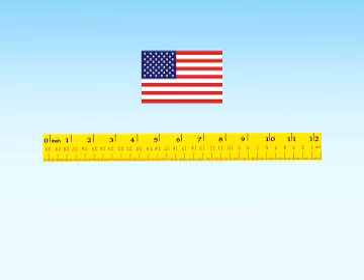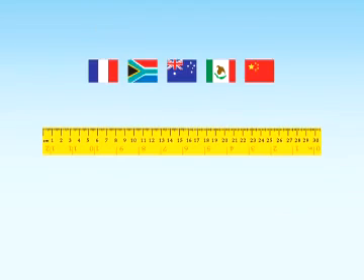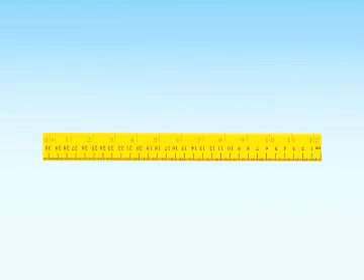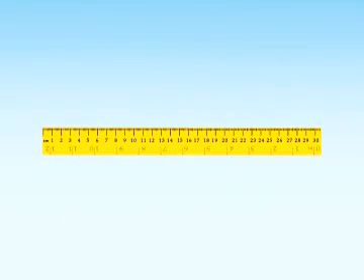A ruler has 30 centimeters. A ruler has 12 inches. Inches are units in the U.S. standard. Centimeters are units in the metric standard. A ruler can show both inches and centimeters.